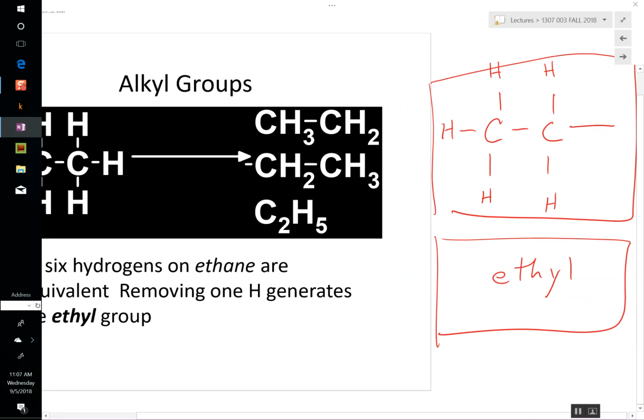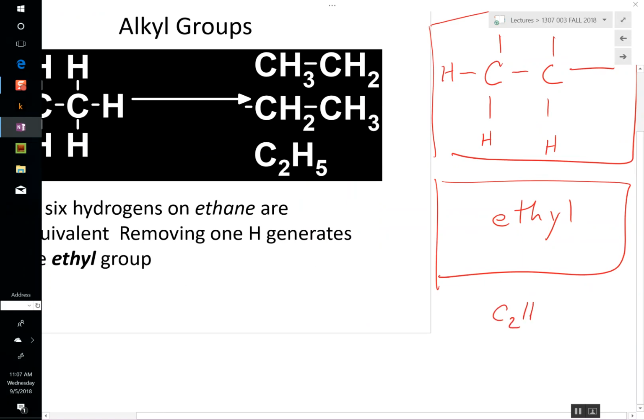Ethyl is sometimes written as C2H5. You can see there's 2 carbons and 5 hydrogens around it. Or it can be written as CH2CH3 in a condensed form. It'd be a CH2CH3 group. Ethyl.